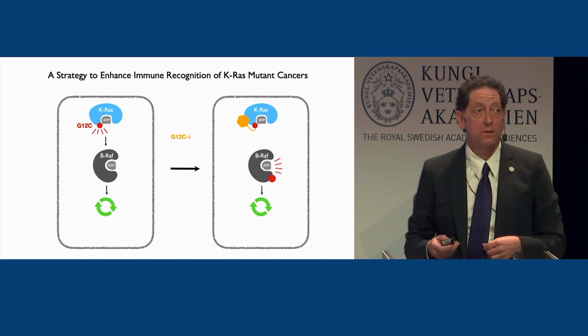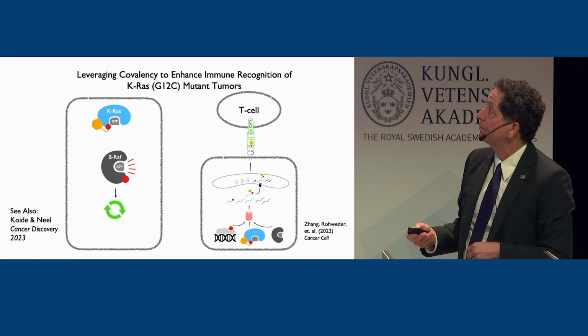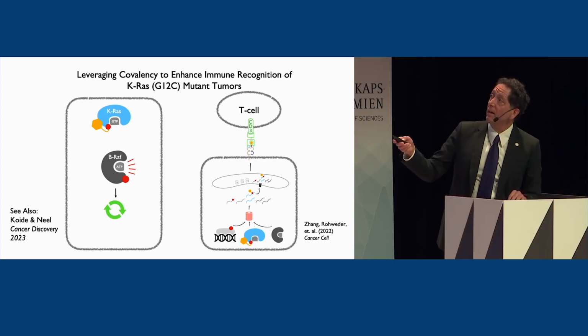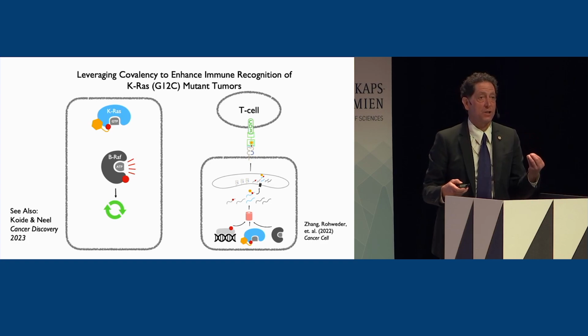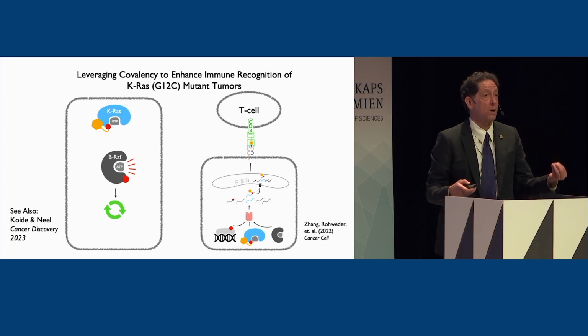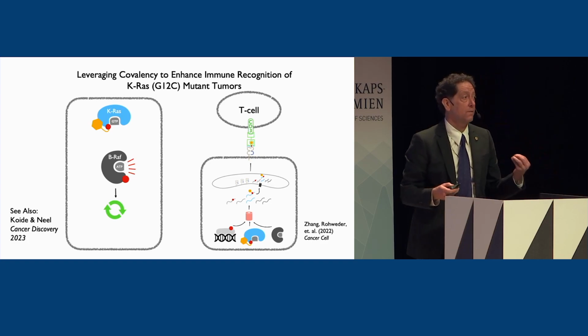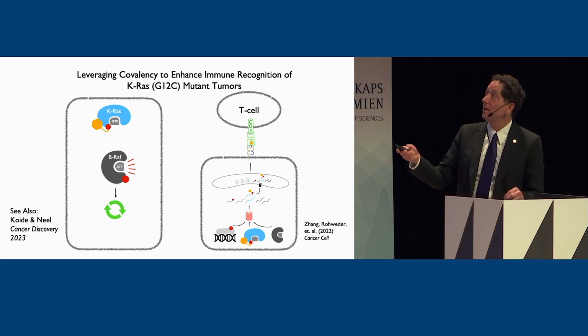So what can we do about that? How can we leverage that? Our idea is to turn this into a so-called neoantigen, or a tumor-specific marker. These are very hard to find. It's very hard to find tumor-specific markers that are unique to tumor cells.